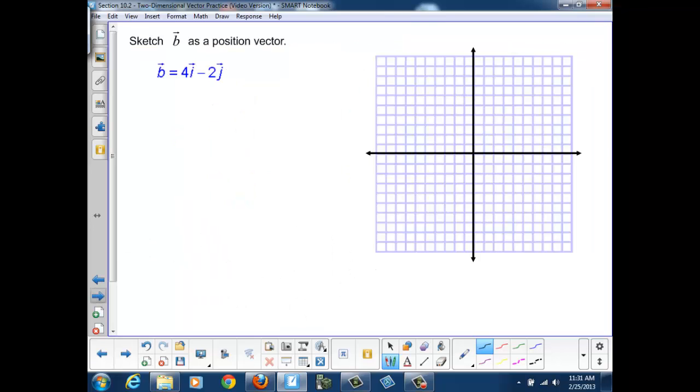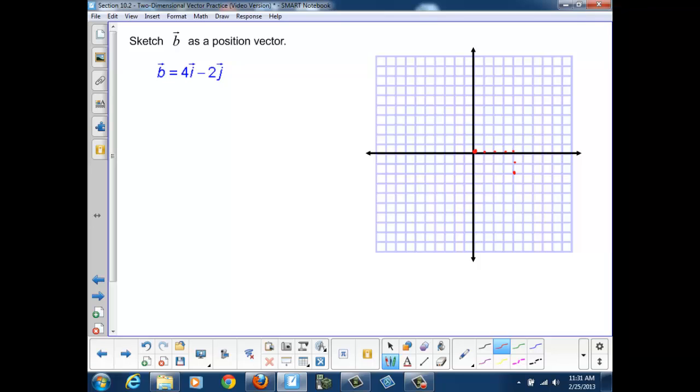Now, if I want to sketch B as a position vector, we have to remember that a position vector starts at the origin. So I'm going to start at the origin here, and then I'm simply going to follow the instructions for B according to the horizontal and vertical components. So I'll step over 4 units horizontally, 1, 2, 3, 4, and then I will go down 2 units vertically, and that's where I end up, right here.